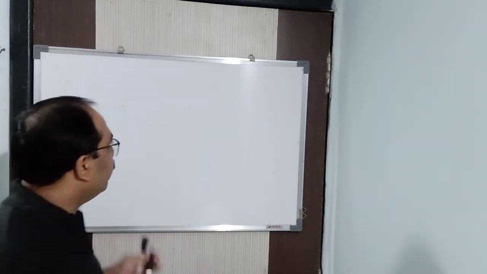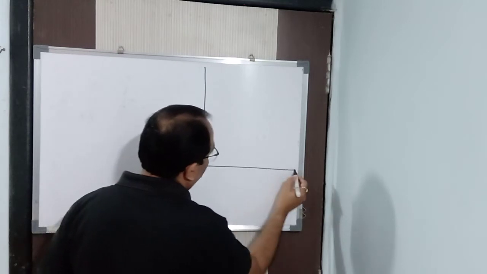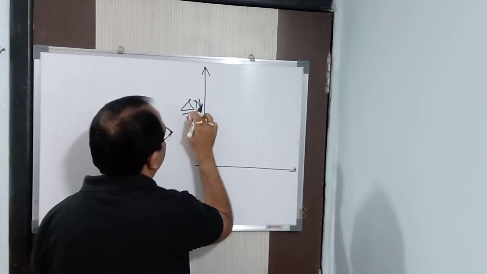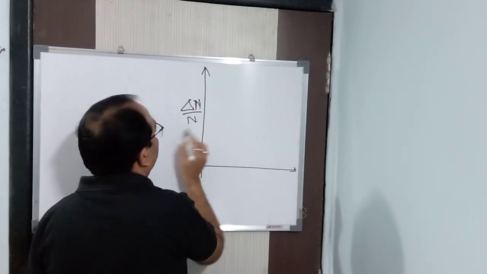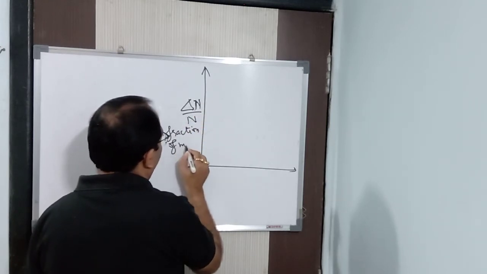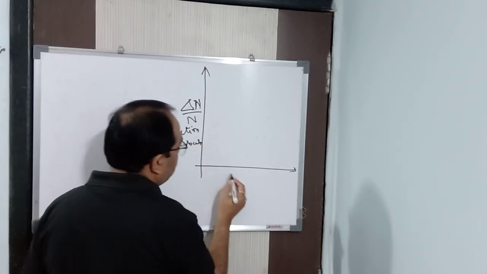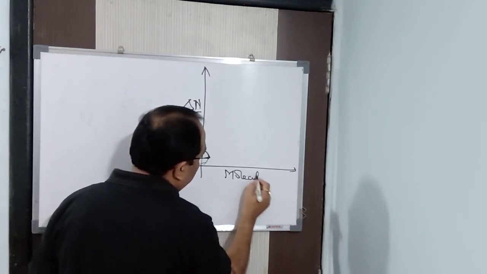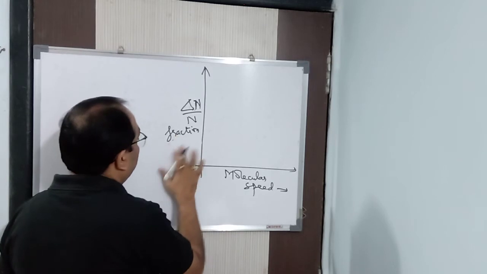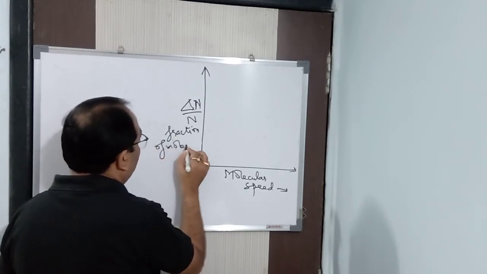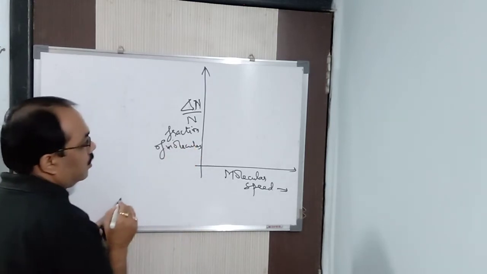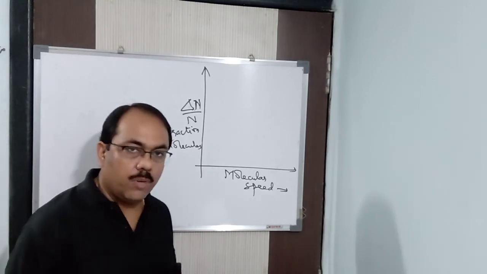So when I draw a graph, this sort of graph was given by Maxwell and Boltzmann. Here I am taking delta n by n. N stands for Avogadro's number, let us say. So this is known as the fraction of molecules. You can see this is a fraction, isn't it? Fraction of molecules. And this is your molecular speed. Let me write it clearly here, otherwise you will be confused. Clear? I have taken the fraction of molecules on the y-axis, and on the x-axis I have taken the molecular speed.